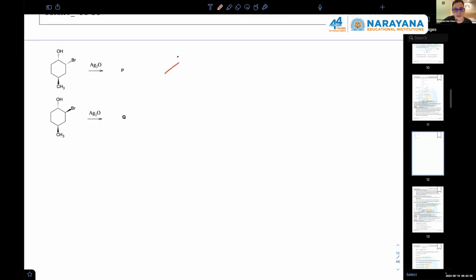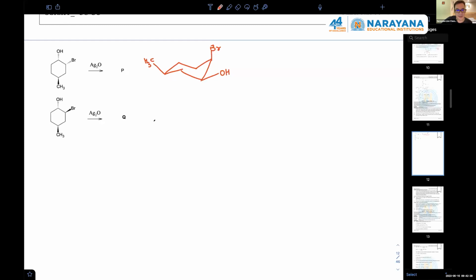So I'm just drawing the chair conformation here, right? In this chair conformation, I'm writing Br and OH in the cis manner, up. Both are cis. With respect to Br, methyl is on the third position. So axial up, axial down, axial up, axial down, equatorial. So methyl should be like this. This is the chair conformation, right?